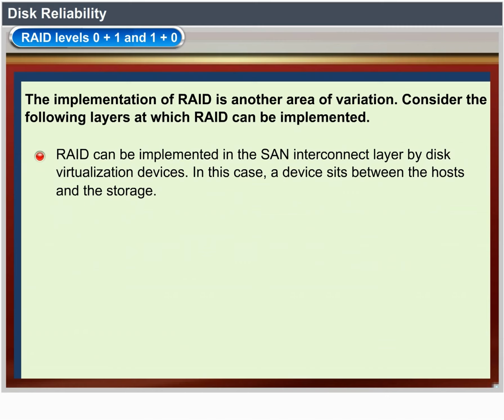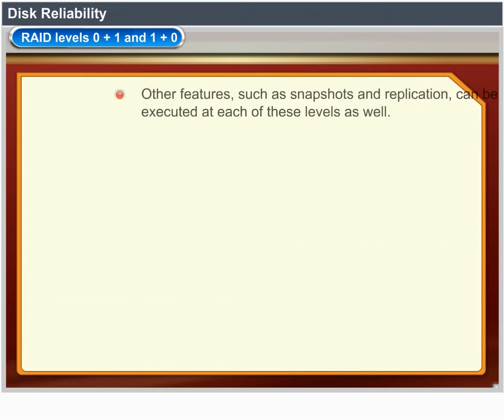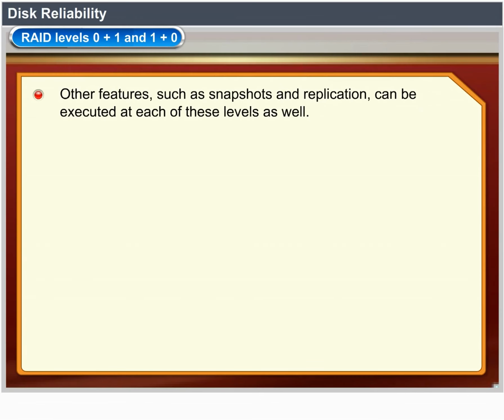RAID can be implemented in the SAN interconnect layer by disk virtualization devices. In this case, a device sits between the hosts and the storage. It accepts commands from the servers and manages access to the storage. It could provide mirroring, for example, by writing each block to two separate storage devices. Other features, such as snapshots and replication, can be implemented at each of these levels as well.